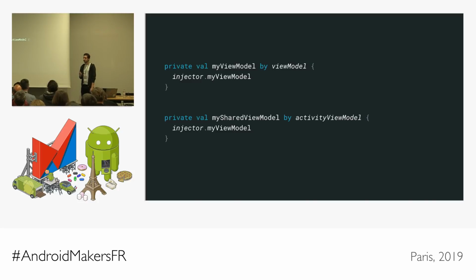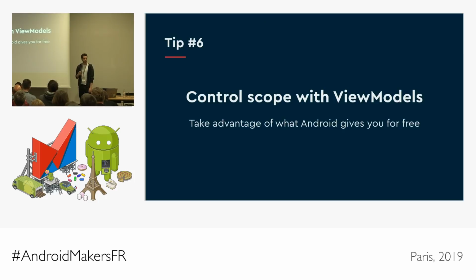So I know there was a lot of code to get here. It was 3 weird extensions that we wrote. But it's just code that we write once, and that's it. You can hide it behind a library or a library module or whatever, and it scales well, basically. So tip number 6 is control scopes with view models, or at least consider doing it. Just take advantage of whatever Android already gives us, and that's one of the things.